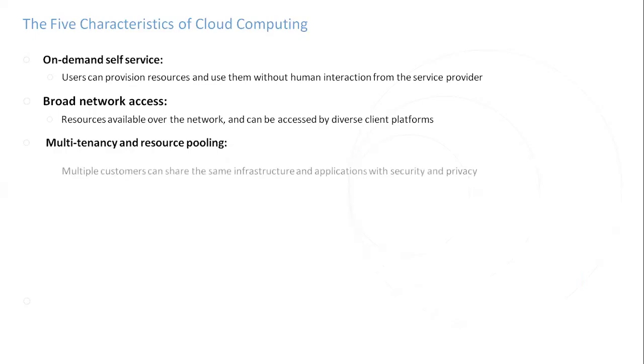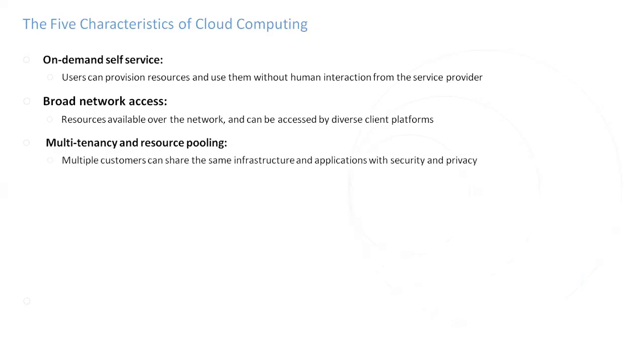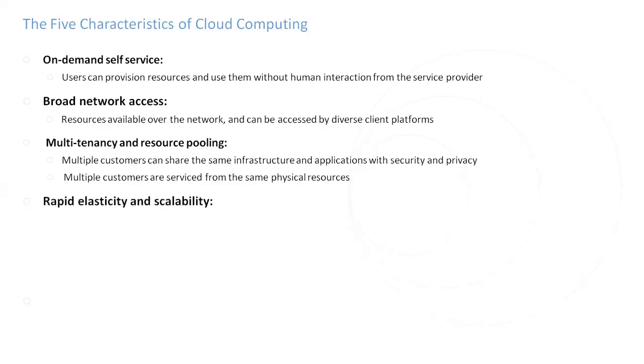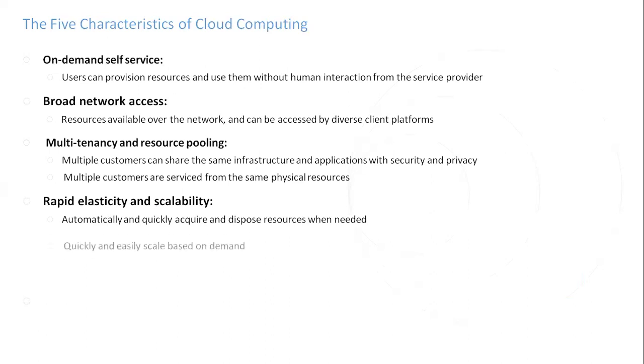Multi-tenancy resource pooling. Multi-tenancy resource pooling means multiple customers can share the same infrastructure and application with security and privacy. Multiple customers are served from the same physical resources. Rapid elasticity and scalability. It means automatically and quickly you can acquire and dispose of resources when you need it. You can add extra resources, and you can remove resources whenever you need. That's why we say rapid elasticity and scalability. It means you can quickly and easily scale based on demand.